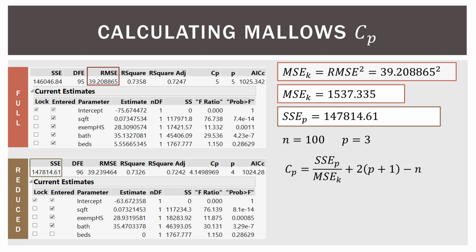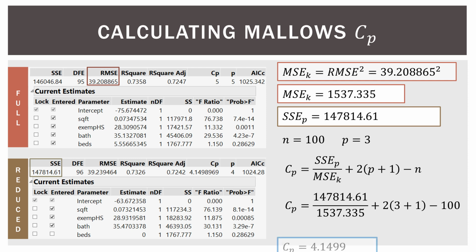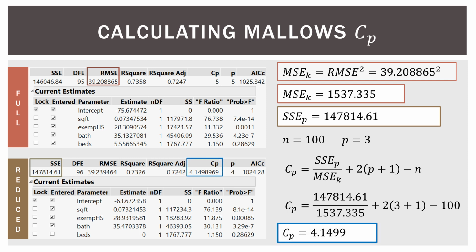Now we just do the algebra. So here is the formula. We substitute everything in. So for SSE sub P, we have 147,814.61 divided by MSE sub K, 1,537.335, plus 2 times the quantity P plus 1, which is 3 plus 1, which is 4, minus 100. We'll go ahead and do that out, and we get the value of 4.1499, which is the same thing we have in the output over here in the lower left in the blue square. And that is how we calculate Mallows C.